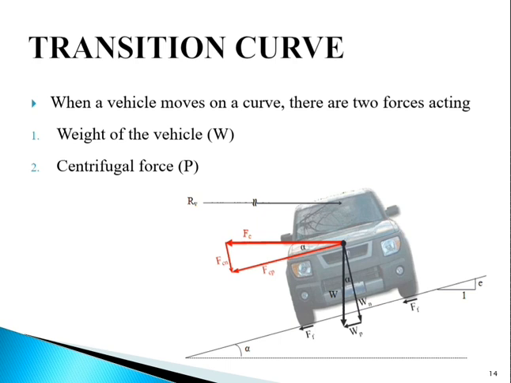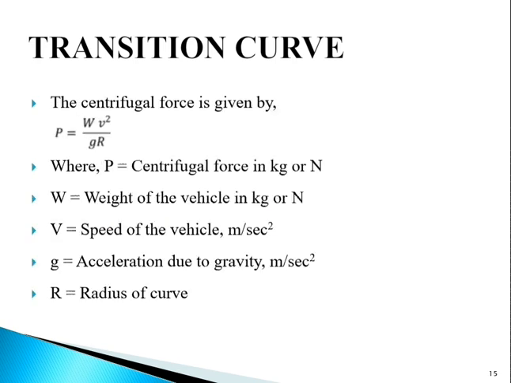Let us see, when a vehicle moves on a curve, there are two forces acting: weight of vehicle, say W, and centrifugal force, capital P. You can see it in the image diagram. The centrifugal force is given by P = WV²/gR, where P is the centrifugal force in kg or Newton, W is the weight of the vehicle in kg or Newton, V is the speed of vehicle in meter per second, g is the acceleration due to gravity in meter per second square, and R is the radius of curve.